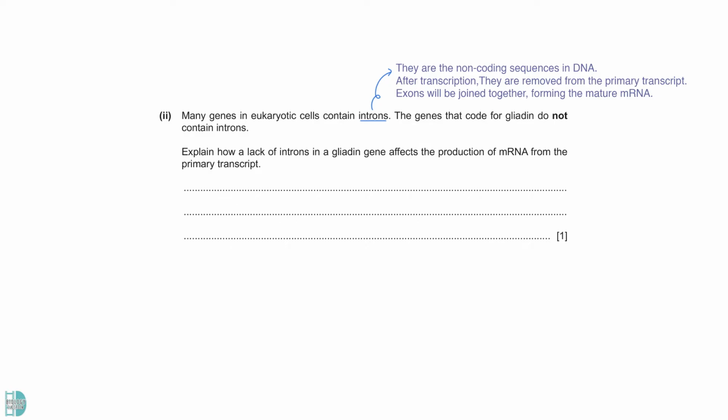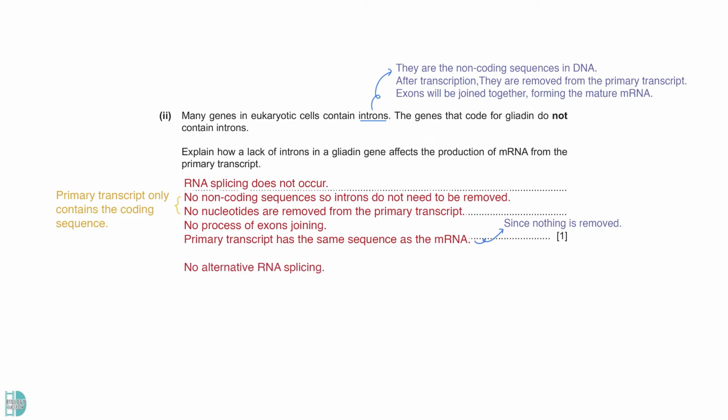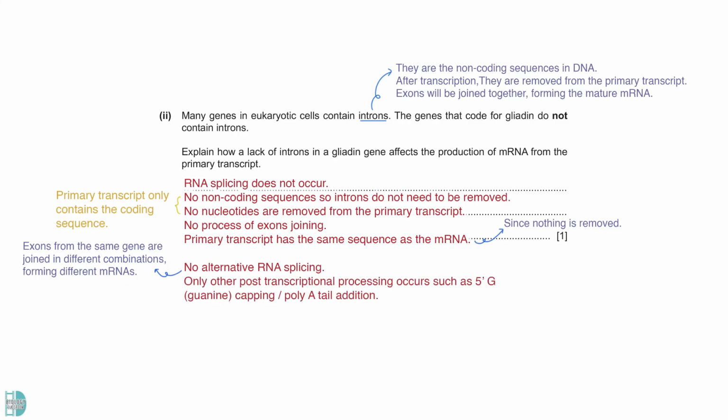If a gene does not contain introns, RNA splicing is not required. There is nothing to be removed from the primary transcript. The joining back of exons is also not necessary. So, the primary transcript would have the same sequence as the mRNA. Without introns, alternative RNA splicing cannot be done. This is a process where exons from the same genes are joined in different combinations, forming different mRNAs. So, only other post-transcriptional processing, such as 5' guanine capping and the addition of a poly A tail, would take place.